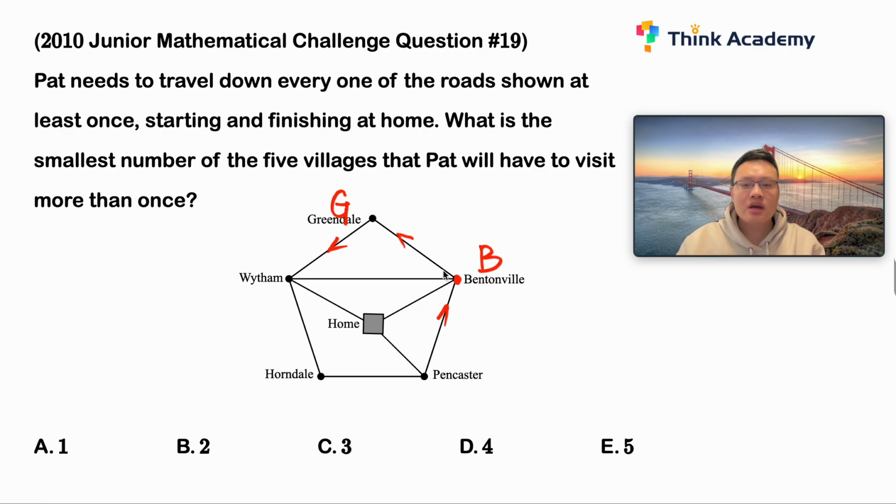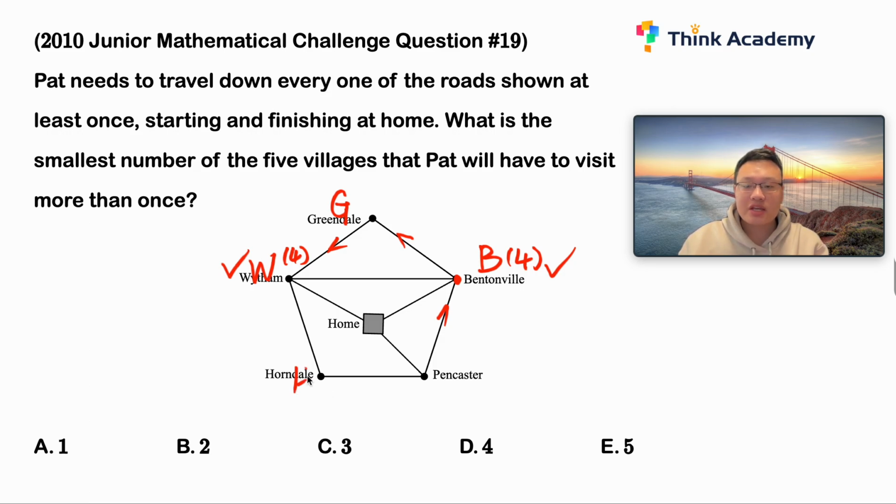So that means for each place, if the number of roads that lead to that place is more than 2, you have to travel that place by more than one time. So let's see, this place B, you have 4 connected to it. That means you must travel that by more than one time. And also for this place W, it's also 4 roads lead to that. So it's going to be traveled by more than one time.